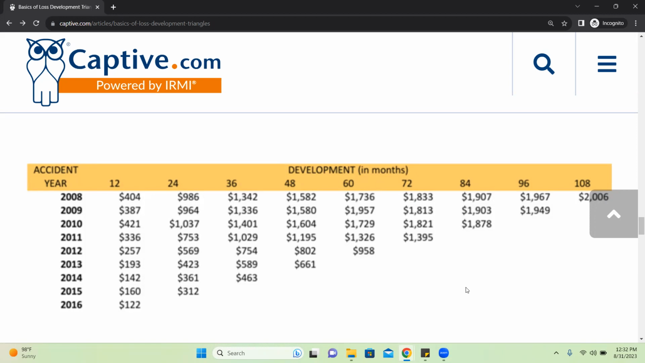In today's video, I will be showing you how to interpret loss triangles. These loss triangles are also called loss development triangles, and sometimes I also call them loss disclosures. You will find these types of triangles in various actuarial reports.